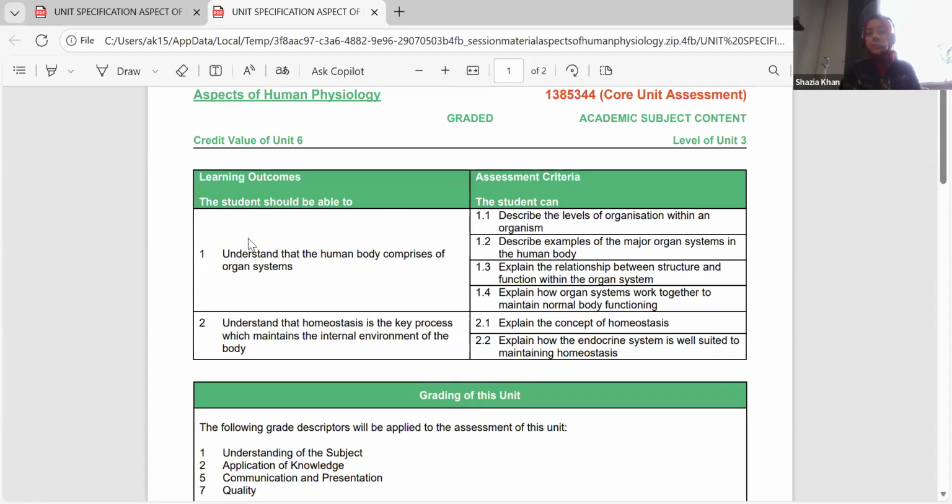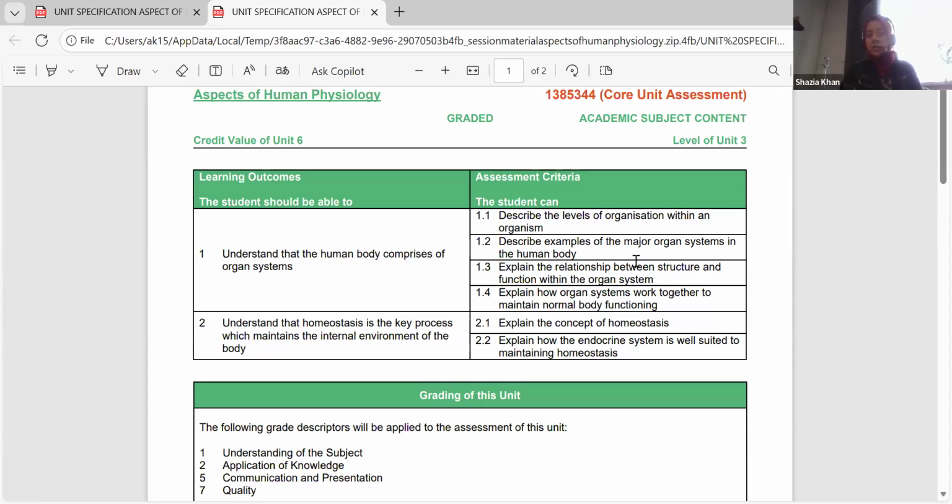The first learning outcome is to understand that the human body comprises of organs and systems. Here we will want you to describe the level of organization within an organism, to describe examples of the major organ systems in the human body, explain the relationship between the structure and the function of the organ system, and explain how organ systems work together to maintain normal body functioning.